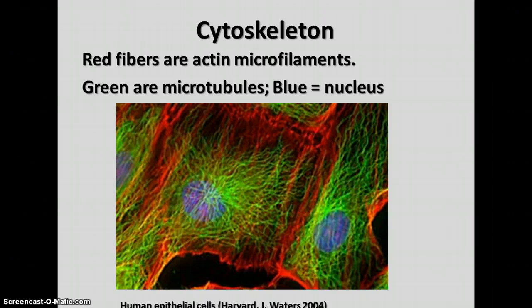In this picture, the red fibers are actin microfilaments, the green are microtubules, and the blue that's shown here is the nucleus of the cell. So differential staining allows us to see all these different structures within the cells. Normally, it's not easy to see them.